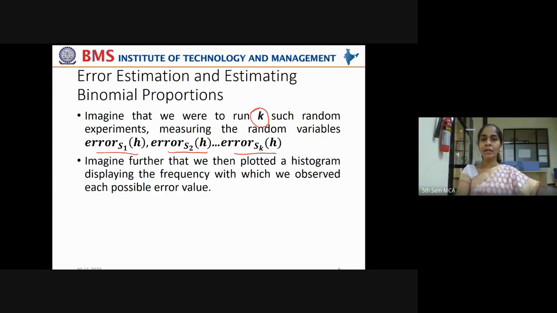Now imagine further that we then plotted a histogram displaying the frequency with which we observed each possible error value. You know what a histogram is plotted for, right? Let us take a simple graph like this. Now 1% sample error is observed 2 times, 2% sample error is observed 4 times. Then most of the time, 5% sample error is observed.